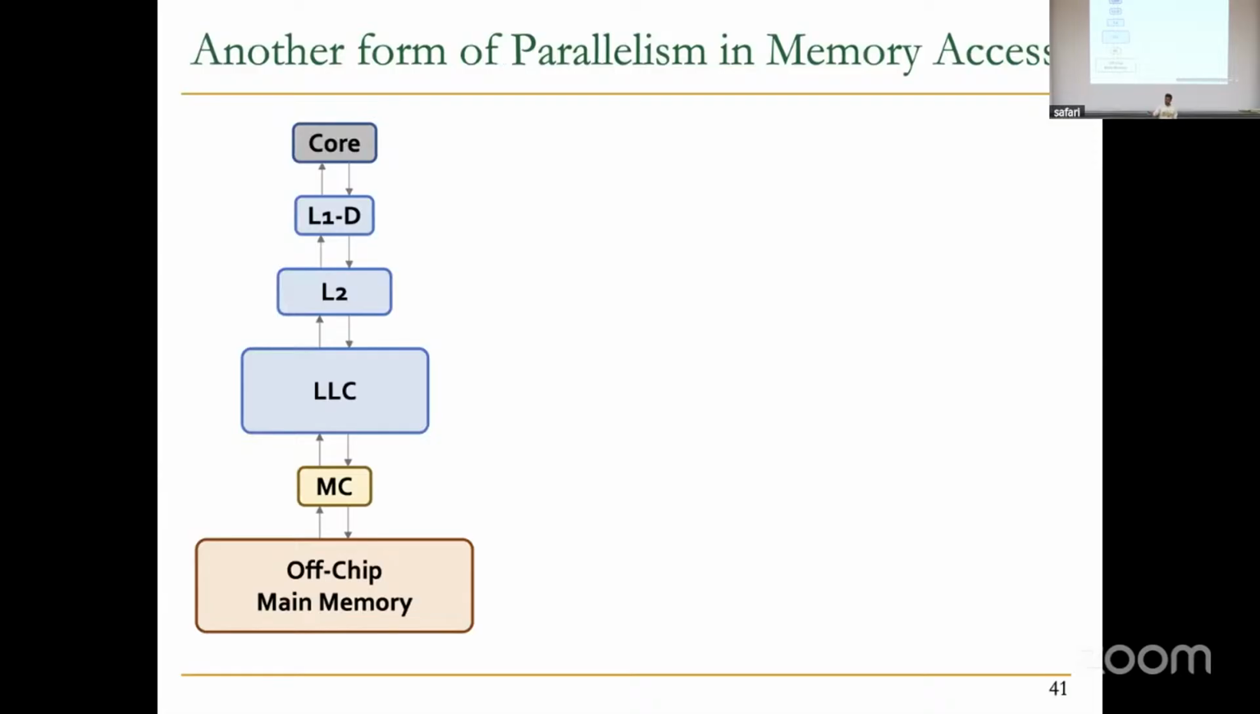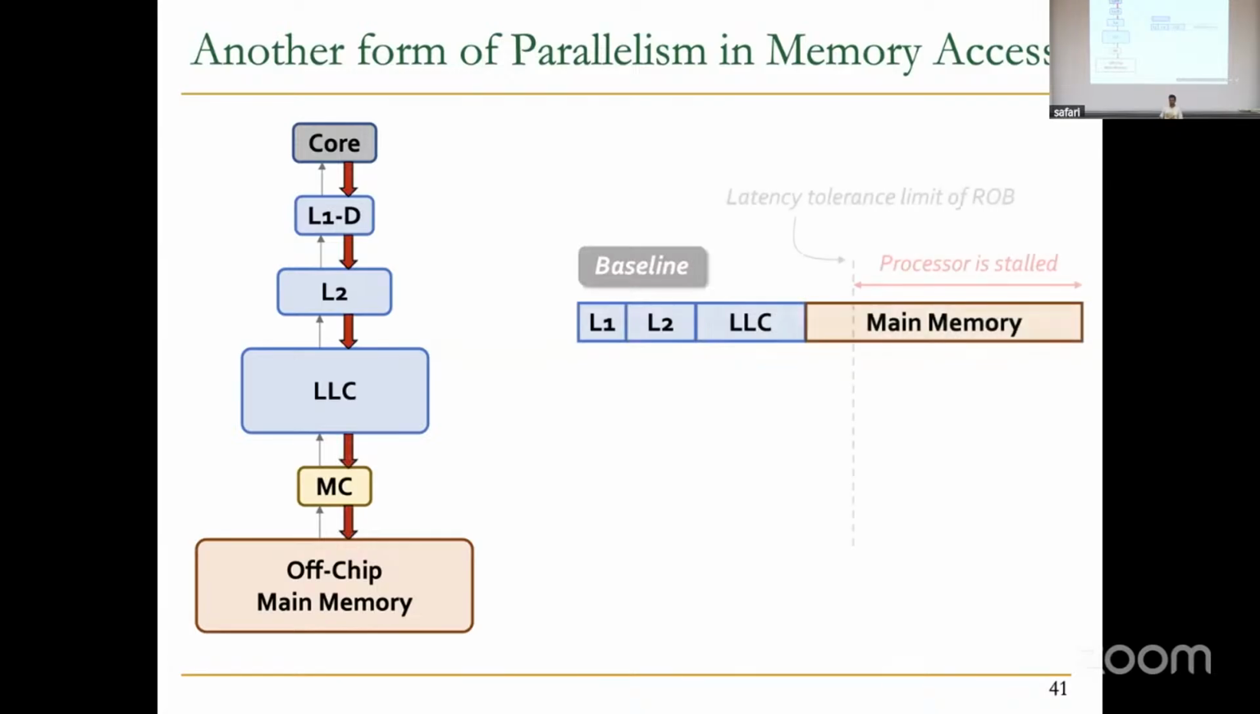So some other form of parallelism is what I'm going to show quickly, and then we can go for the break. So this is the cache hierarchy that we all know and love, right? So 3 levels of cache and then memory controller. So another form of parallelism is the following. Let's say you know that this data is going to miss the entire cache hierarchy, and it's going to go to the off-chip DRAM itself, right?